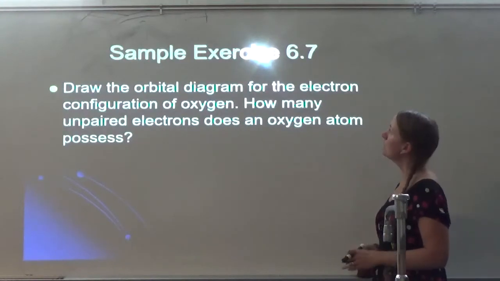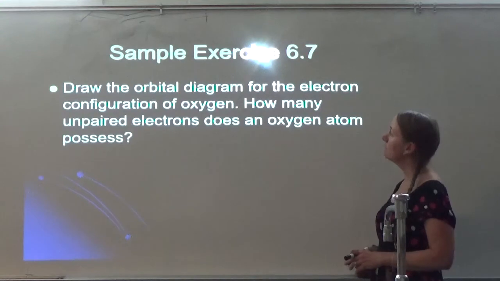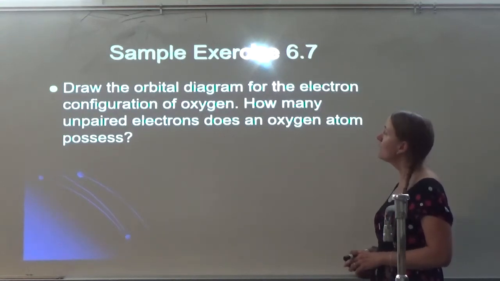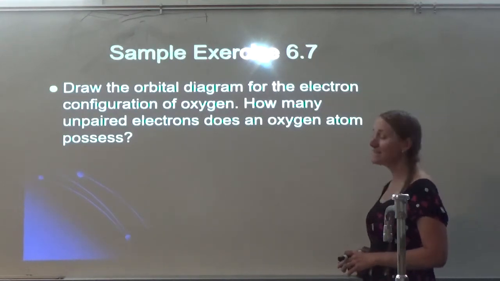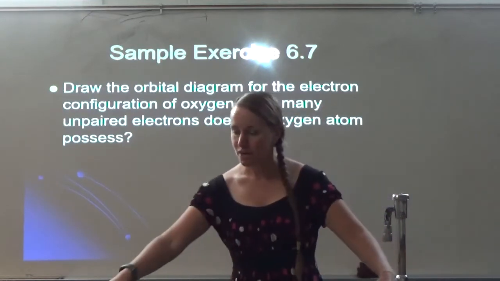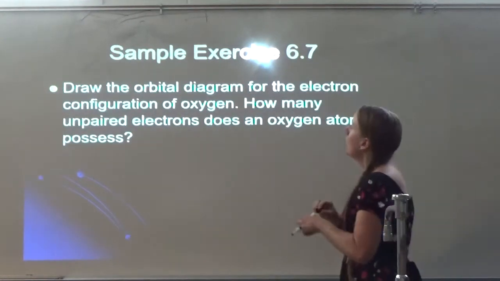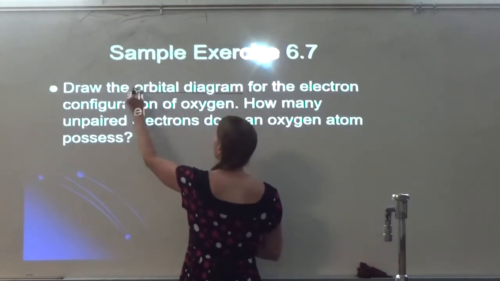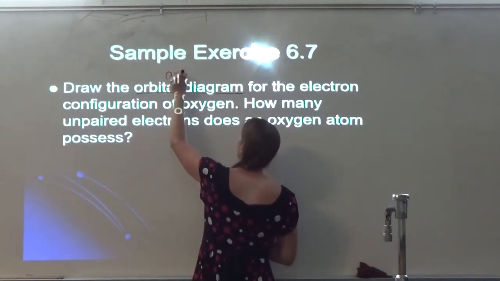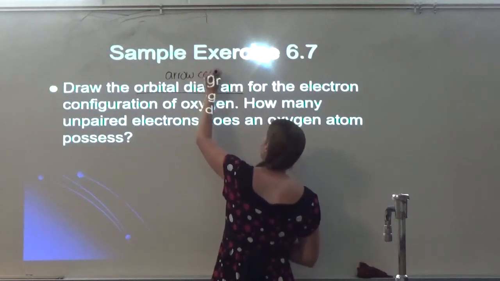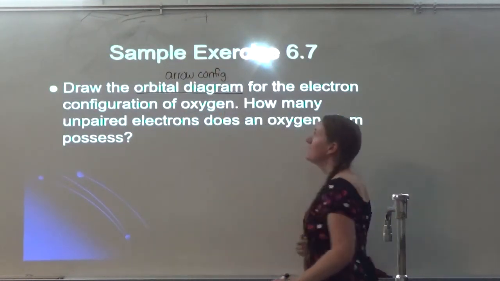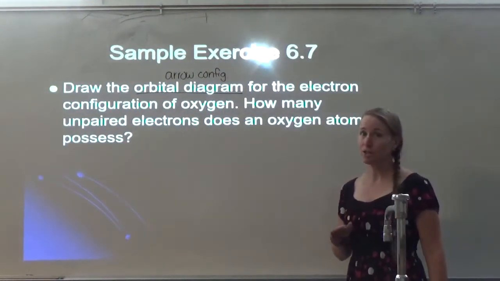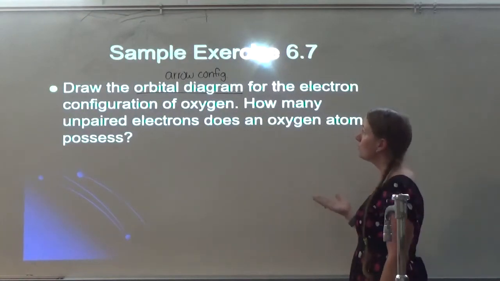Alright, so sample exercise 6.7. It says draw the orbital diagram for the electron configuration of oxygen. How many unpaired electrons does an oxygen atom possess? Whenever it says orbital diagram, that's another way of saying arrow configuration, because some of them will call it that instead. That just means you're not doing standard. So I need to do arrow configuration.